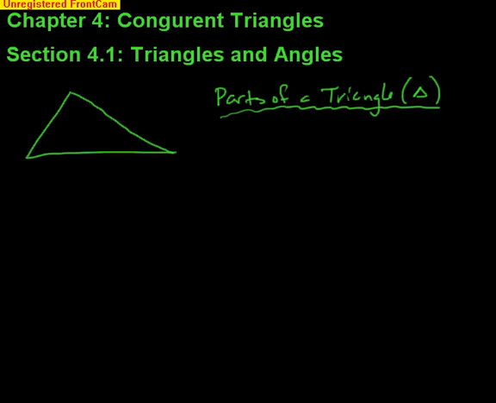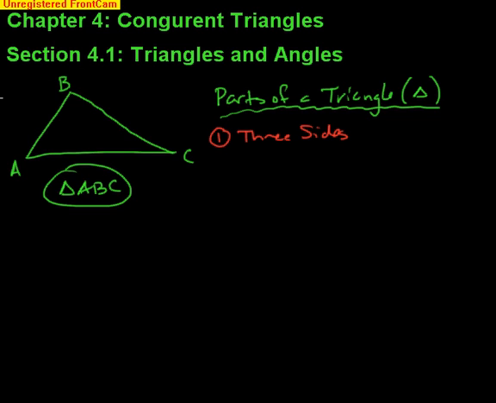Okay, parts of a triangle. So there are going to be three is the key number, right? So there are 3 sides. So number 1, I'll use red. There are 3 sides. Okay, so why don't I give this triangle some letters A, B, and C. So first off, we would call this triangle ABC. Okay, that's how you would talk about it.